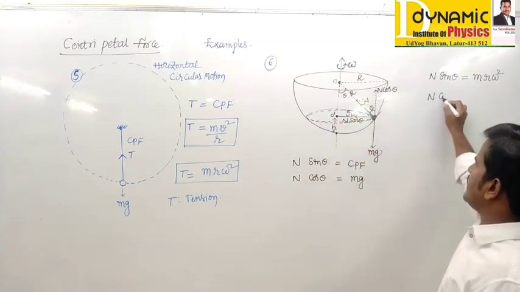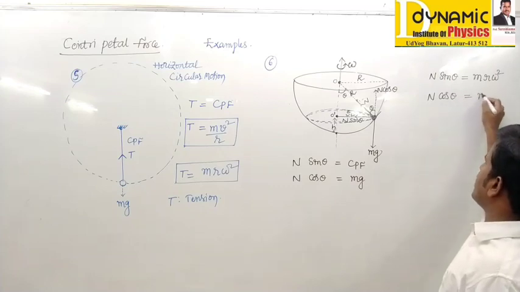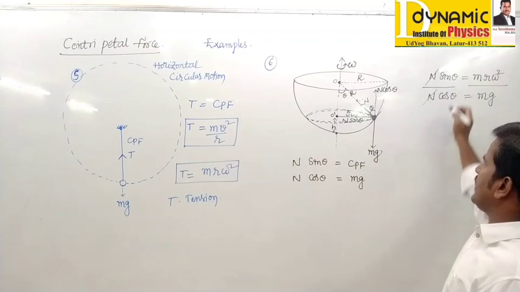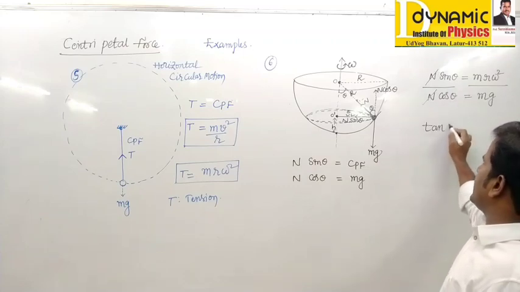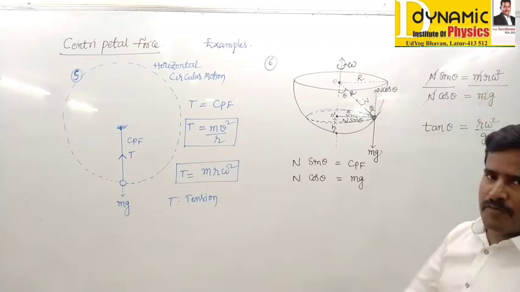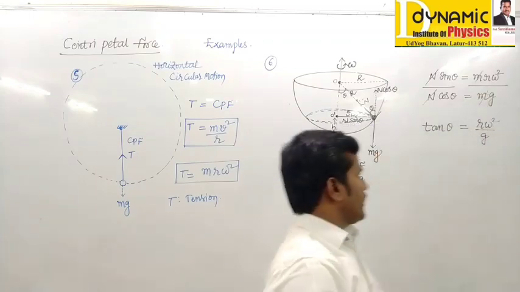And N cos theta is written as mg. Take the ratio: its value becomes sin theta by cos theta, that is tan theta. Its value is r omega square upon g. The mass is cancelled, so tan theta is r omega square upon g.